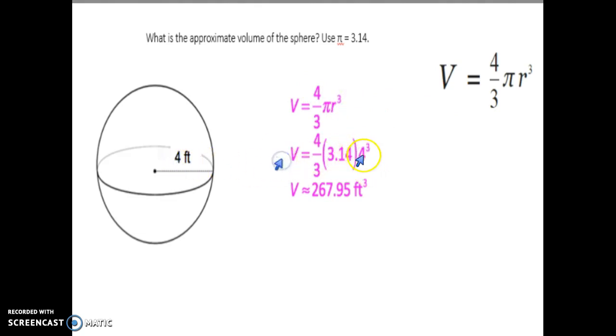So when we plug that in, 4 cubed, times 3.14 times 4 divided by 3, we get 267.95. So be aware if they leave in terms of pi, or if they tell you to round to the hundredths. Hundredths is 2 decimal places. Okay, sometimes they may give you the diameter. If they had given you the diameter of 8, you would divide that in half to get the radius of 4. So remember, you're using the radius.